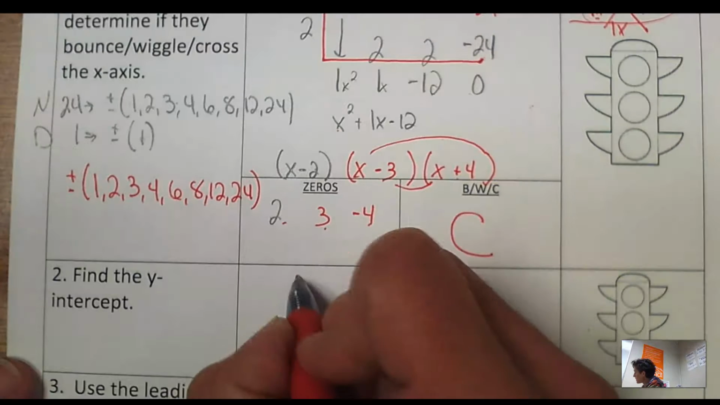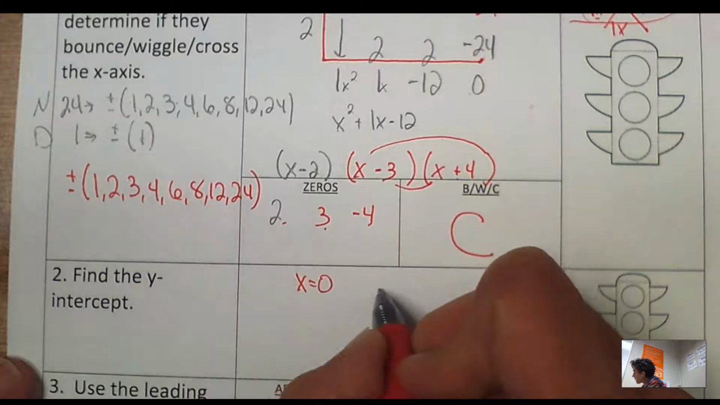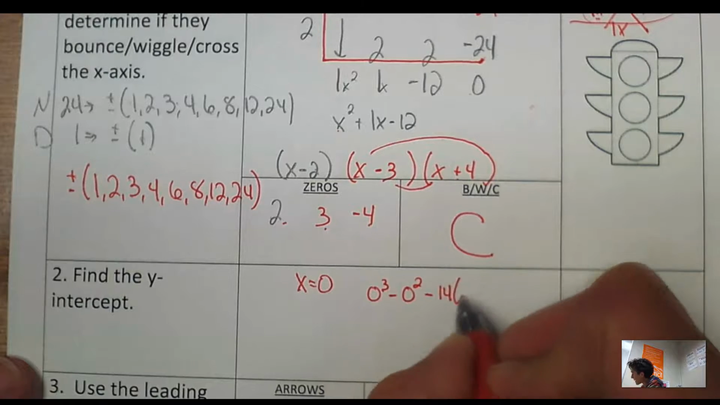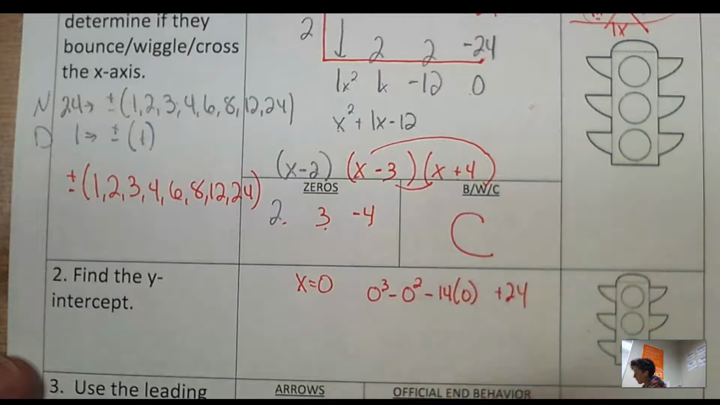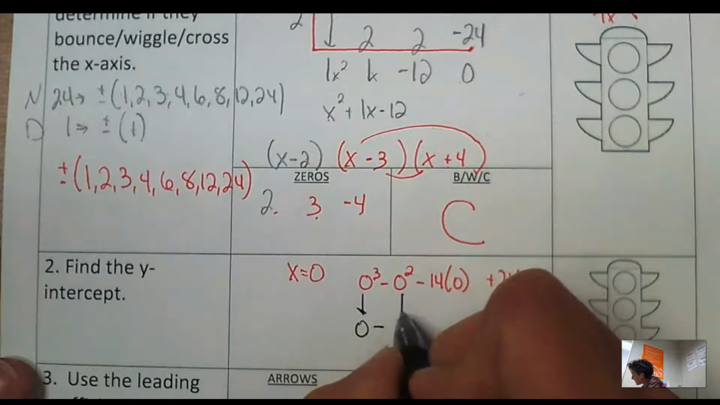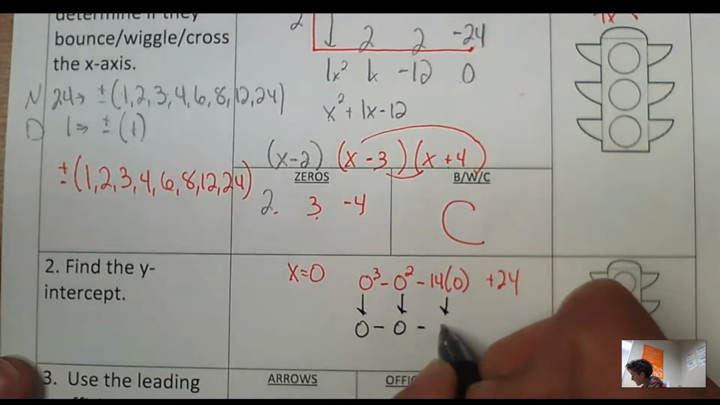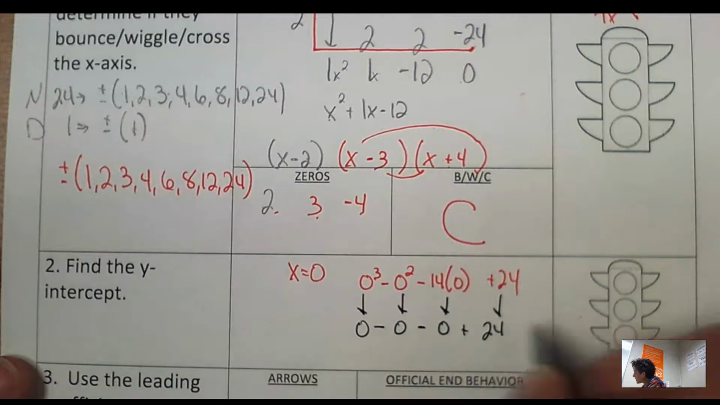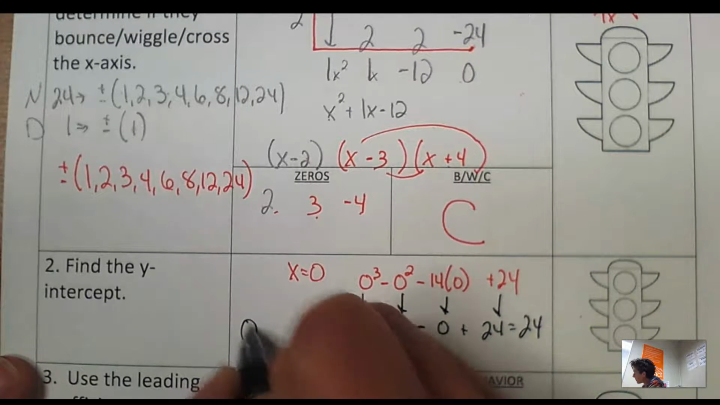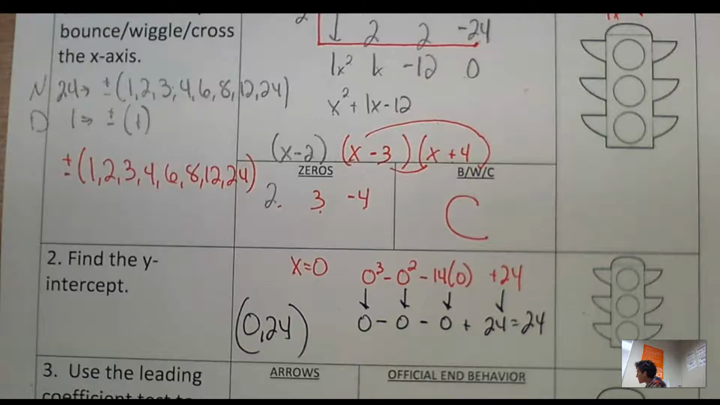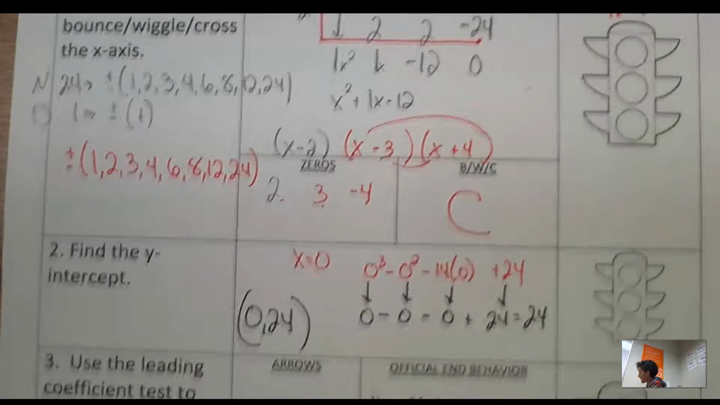Again, the y-intercept when x equals 0, so I would have 0 cubed minus 0 squared minus 14 times 0 plus 24. And that's 0 minus another 0 minus another 0, adding to 24 gives me a y-intercept of 24, 0, 24. And then from there what I can do is get my shape.